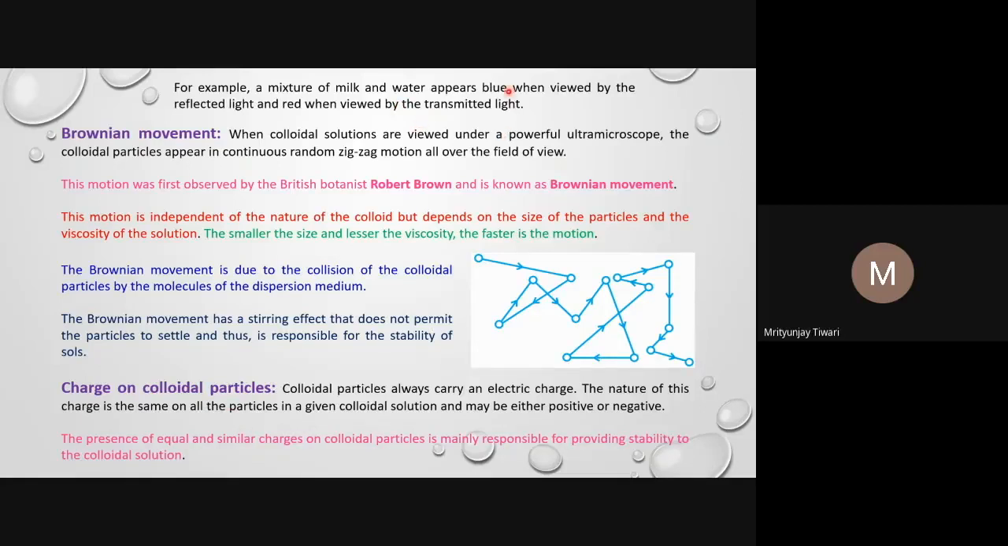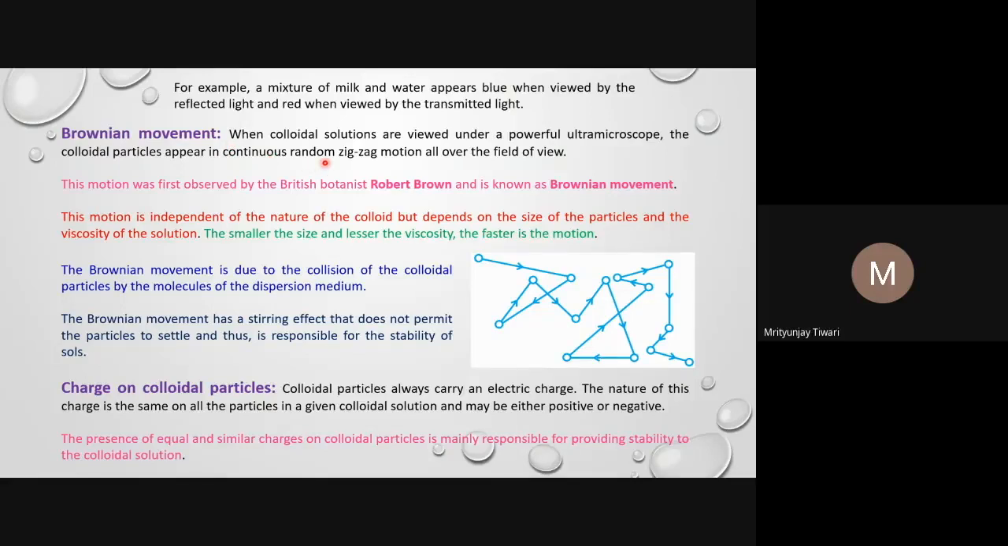So one can see whether you are viewing the colloidal solution by reflected rays or by transmitted rays. For example, in this mixture of water and milk, if you see the solution in the transmitted rays, it will appear red, and if you see it by the reflected rays, it will appear blue. So depending on how the observer receives the light, the color of the colloidal solution changes, and we perceive different colors.